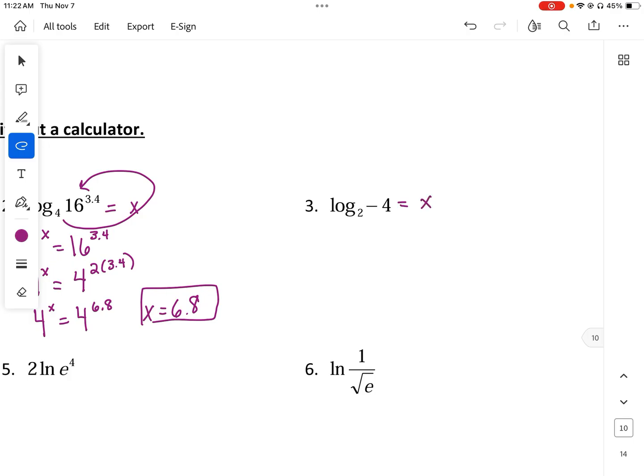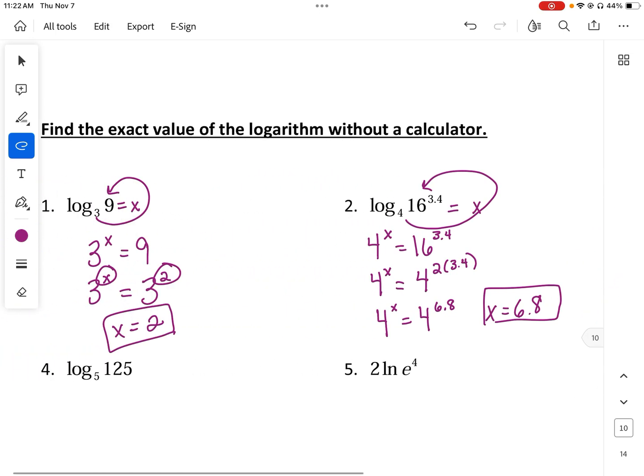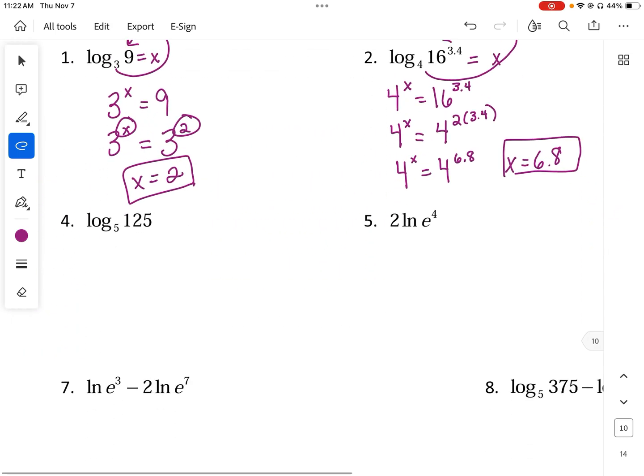Equals x. So we're going to swirl. So it's 2 raised to the x equals -4. Well, there's no way to get a -4 from 2 raised to some power. There's no way. Can't ever happen. So this is a no solution. Okay, let's go to the next one.